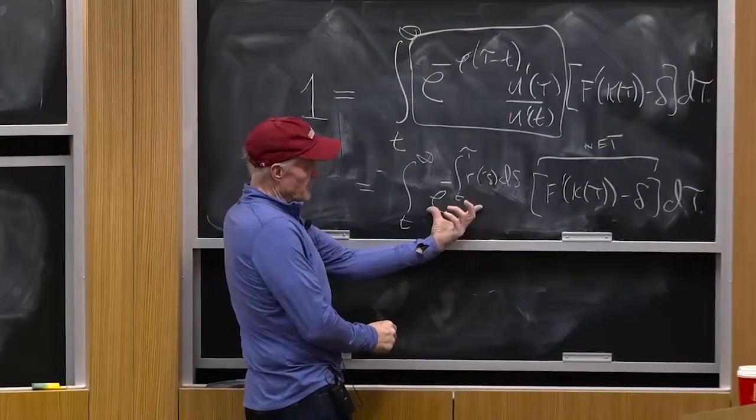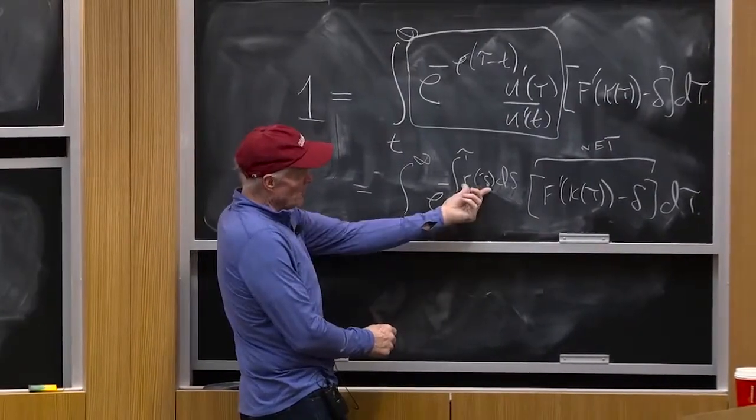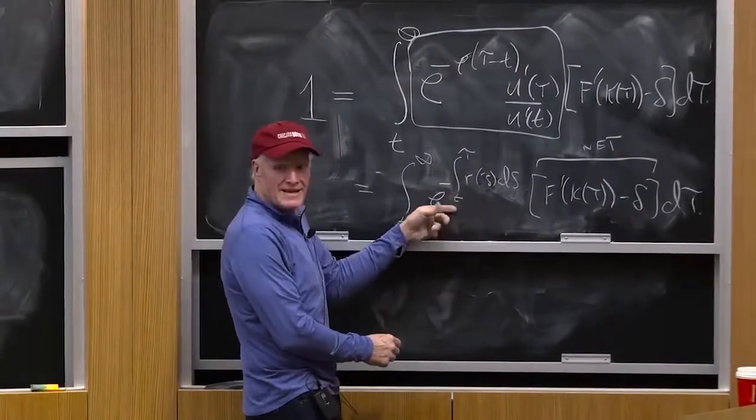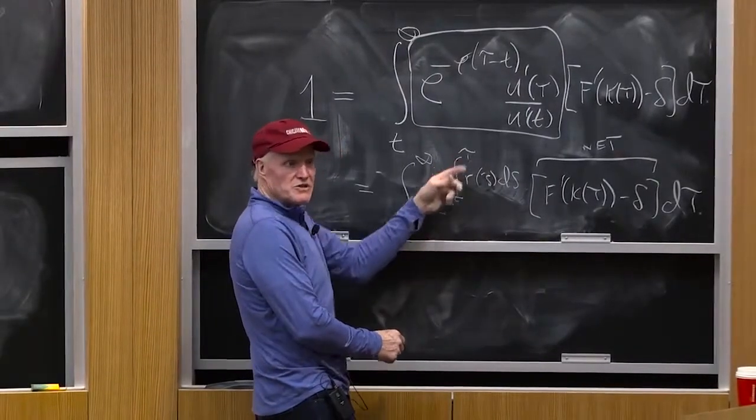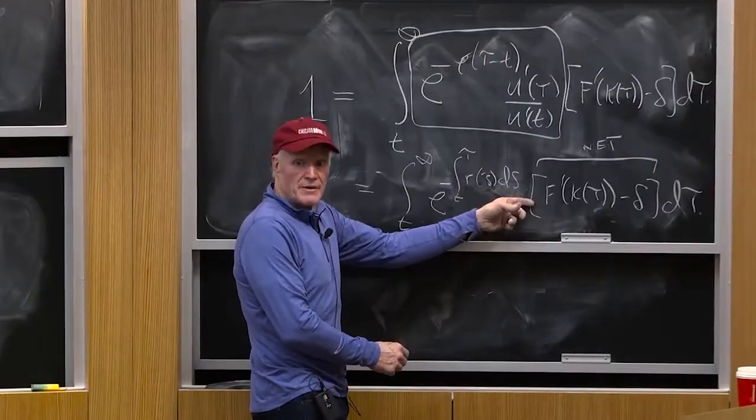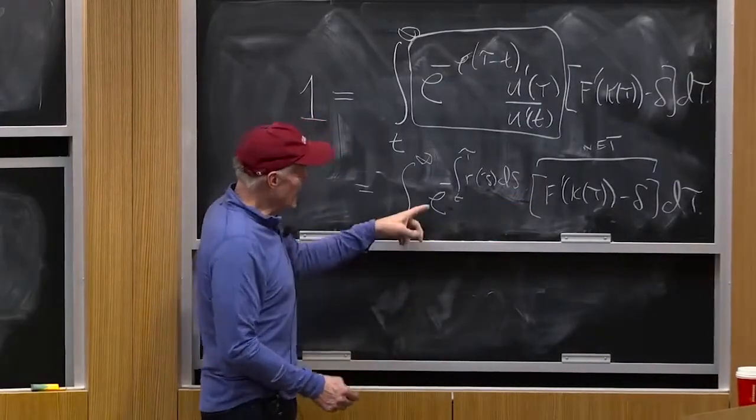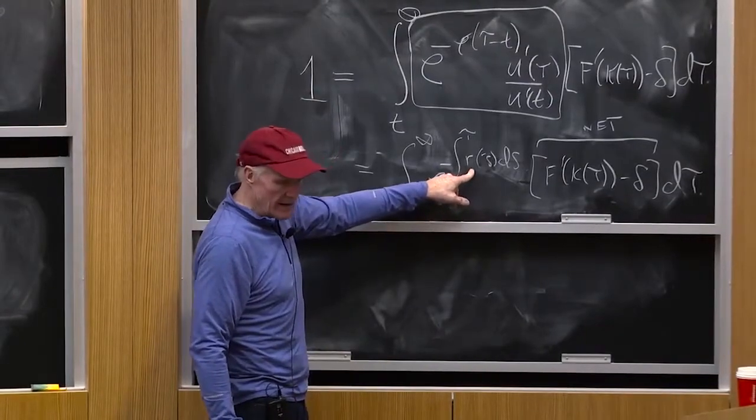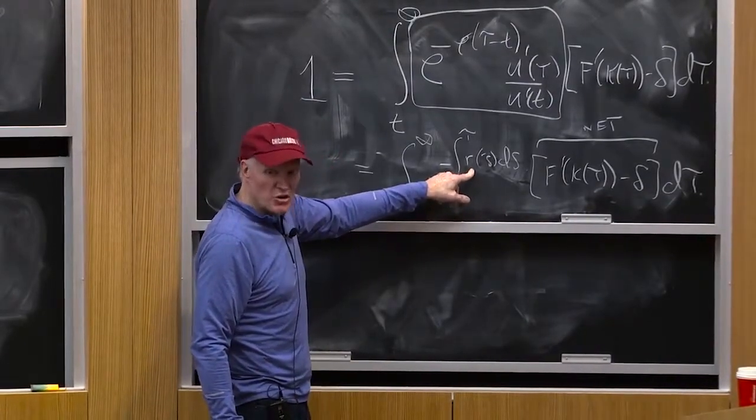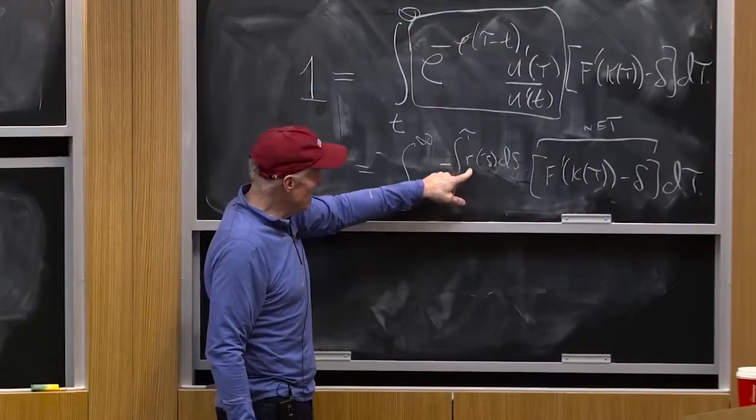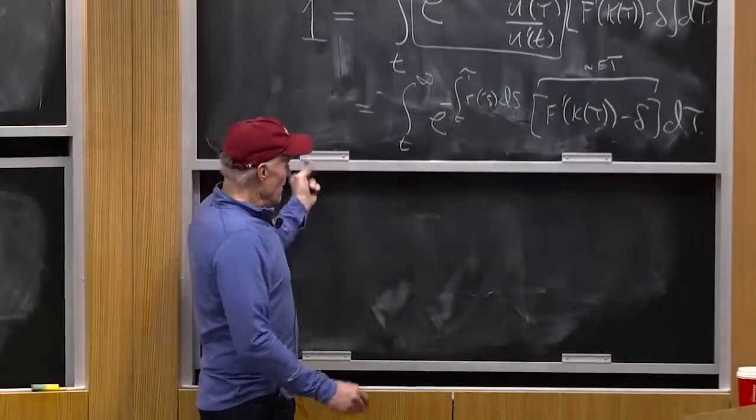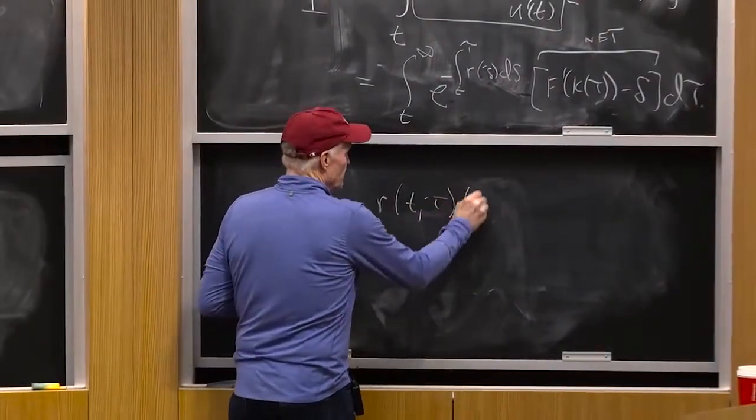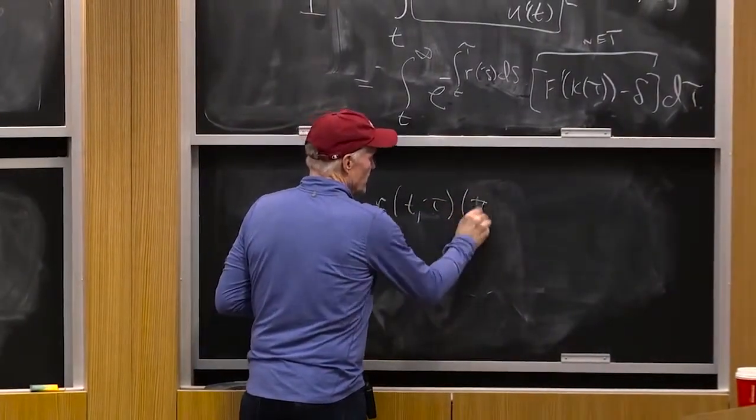This is the market discount factor. Think about if r was constant. This would just be e to the minus r, tau minus t. Right? So it's just a market discount factor over that period. You could write it as, if you wanted to think about there being a yield curve, you could think about this as r t to tau times tau minus t, right?